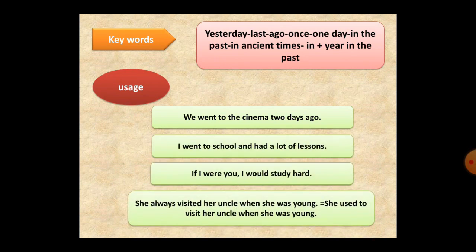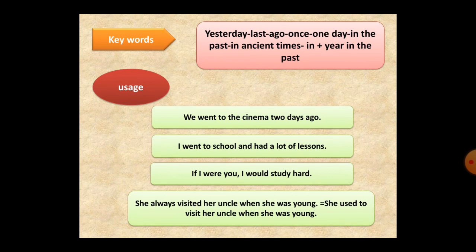Look at these sentences. There was one in the middle to attract your attention. We went to the cinema 2 days ago. I went to school and I had a lot of lessons. If I were you, I would study hard. She always visited her uncle when she was young. She used to visit her uncle when she was young. There are 4 sentences related to 4 usages.